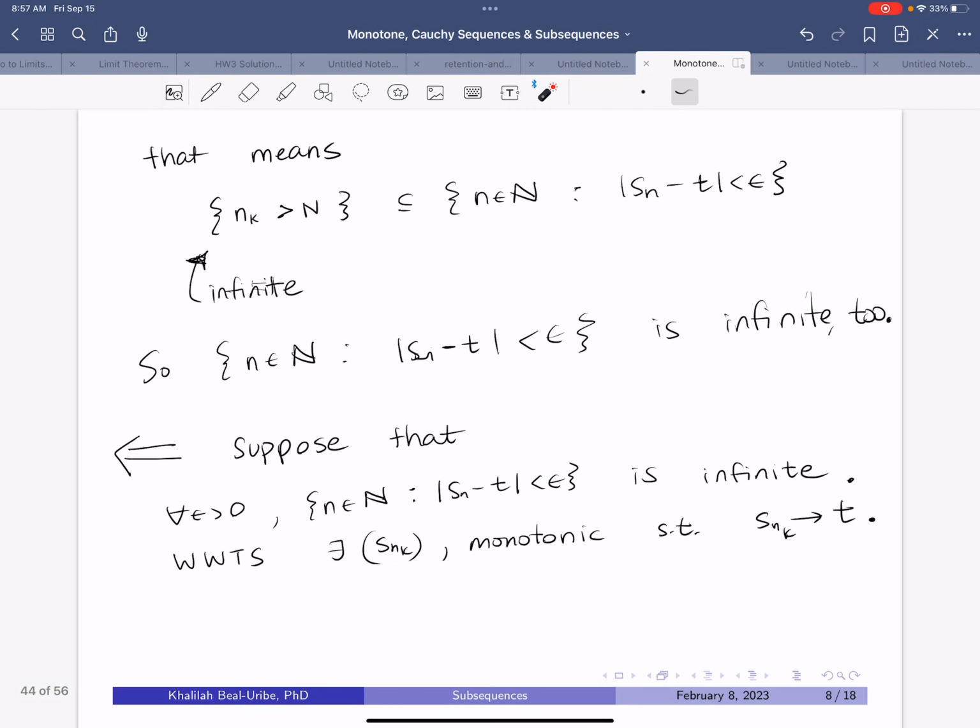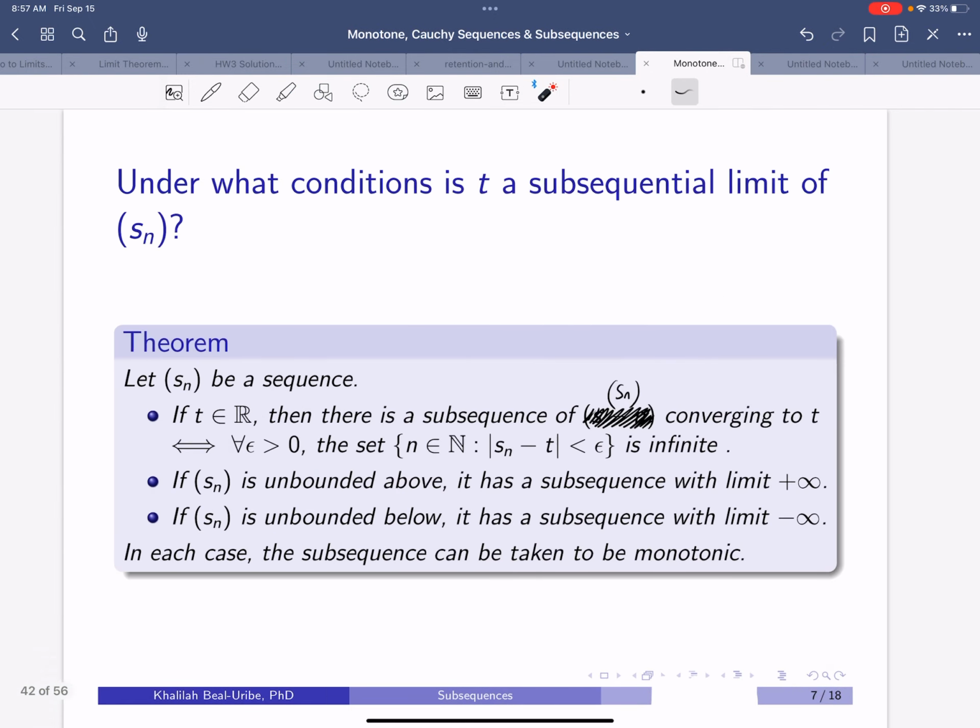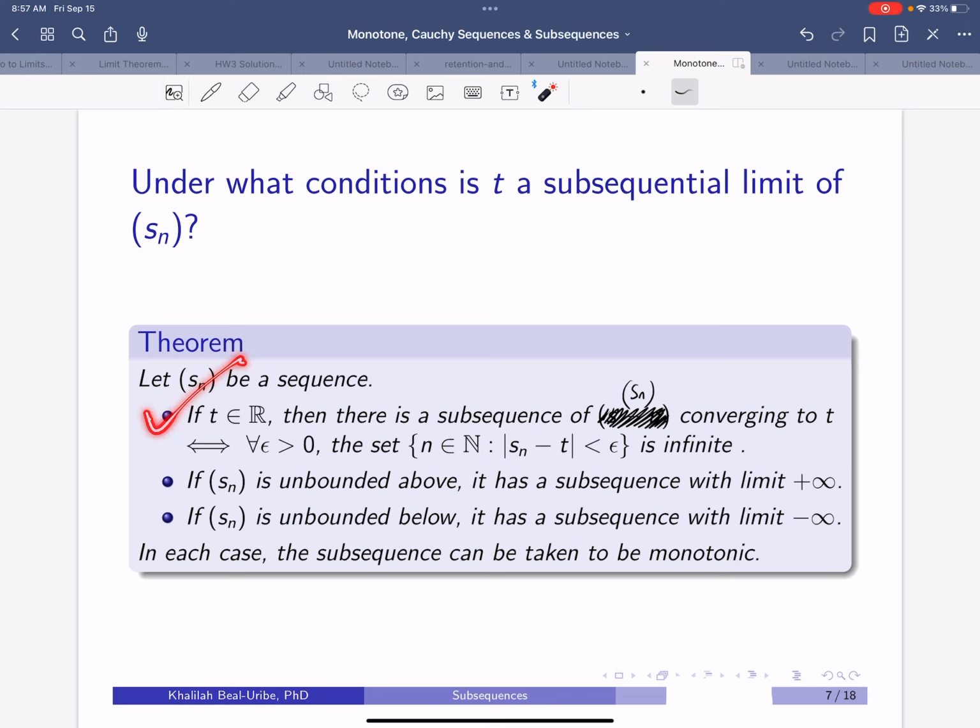Okay. So that walks you through how we would prove the first statement here. So we're basically able to say elements of S, i.e. subsequential limits, are those points, those real numbers where every epsilon neighborhood, every epsilon interval contains infinitely many of the terms of your sequence.